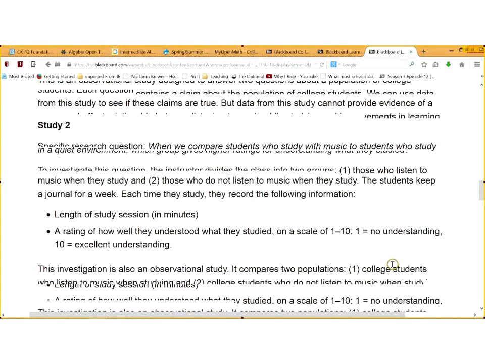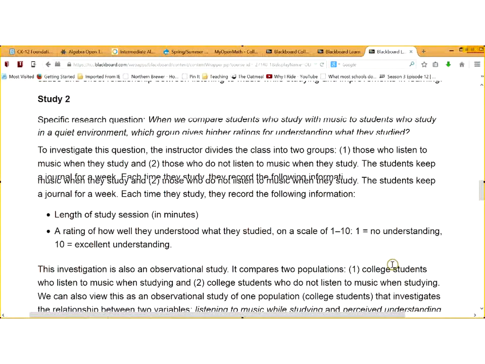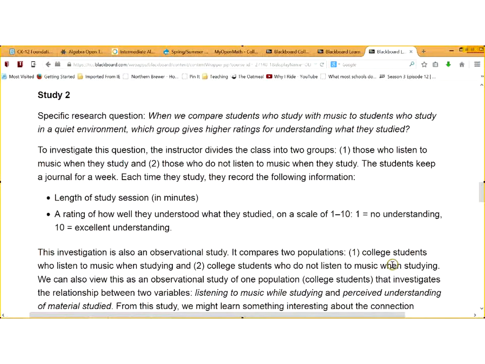When we compare students who study with music to students who study in a quiet environment, which group gives higher ratings for understanding what they study? And in this case, the instructor divided the class into 2 groups: those who listen to music when they study, and those who do not. The students keep a journal for a week. Each time they study, they record the following information: length of the study session and how well they understood what they studied.